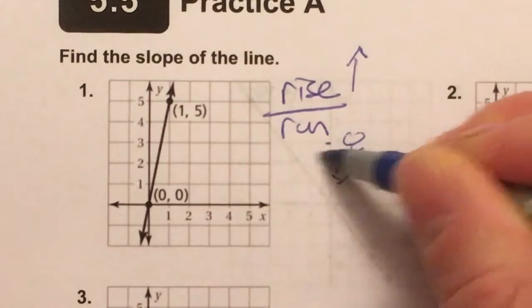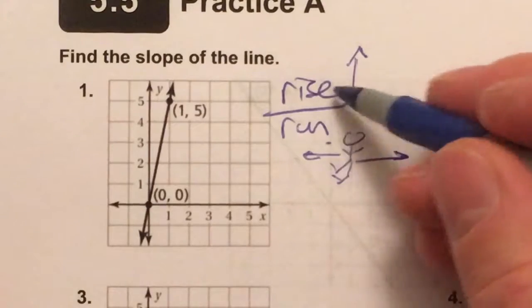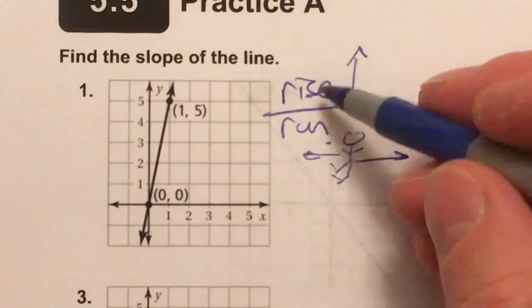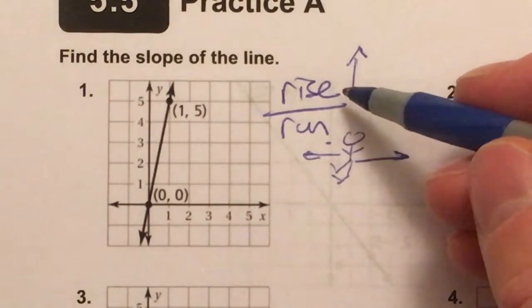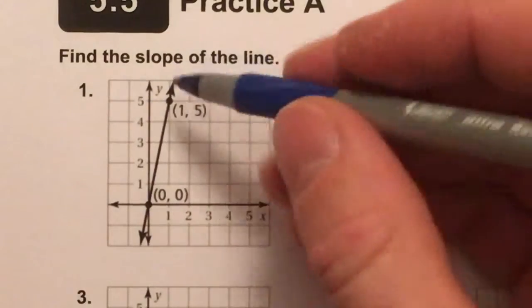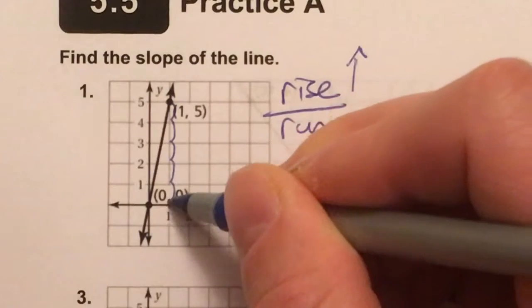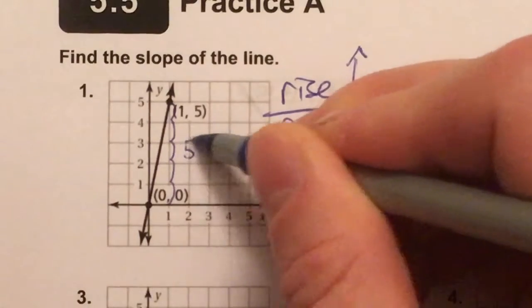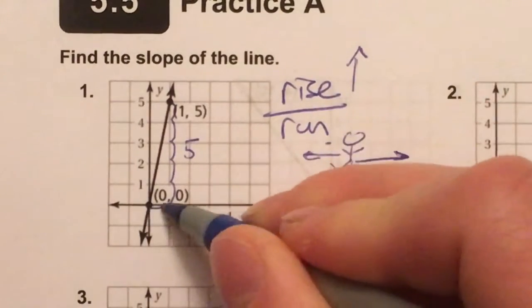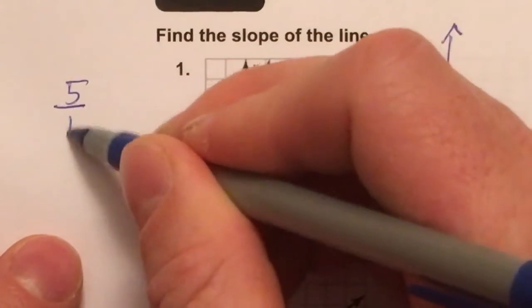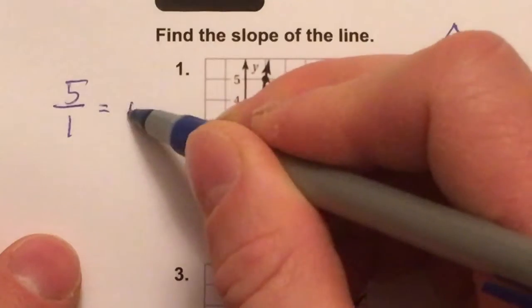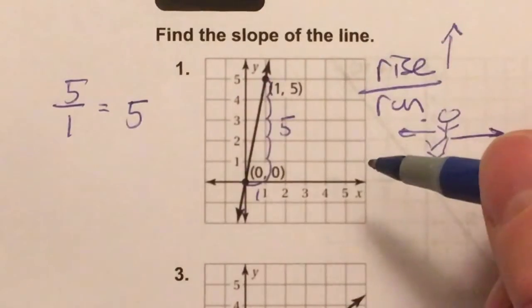Anyway, you run side to side. So that's just a mnemonic device to remember that rise over run is the slope. So rise, you're going from this point to that point, 1, 2, 3, 4, 5. So your rise is 5. You run side to side from one to the other, that's 1. So 5 over 1 simplifies to just 5. The slope is 5.